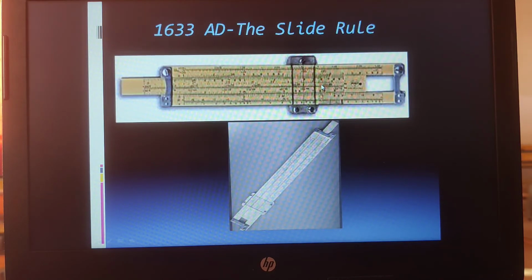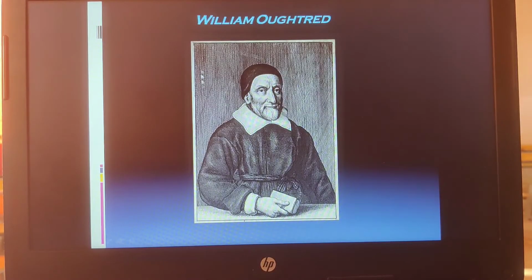So this slide rule was mainly developed in order to perform multiplication and division by the method of addition and subtraction. For this purpose, the slide rule came into existence in the year 1633 AD, which was developed by the person known as William Oughtred. I hope you are able to understand.